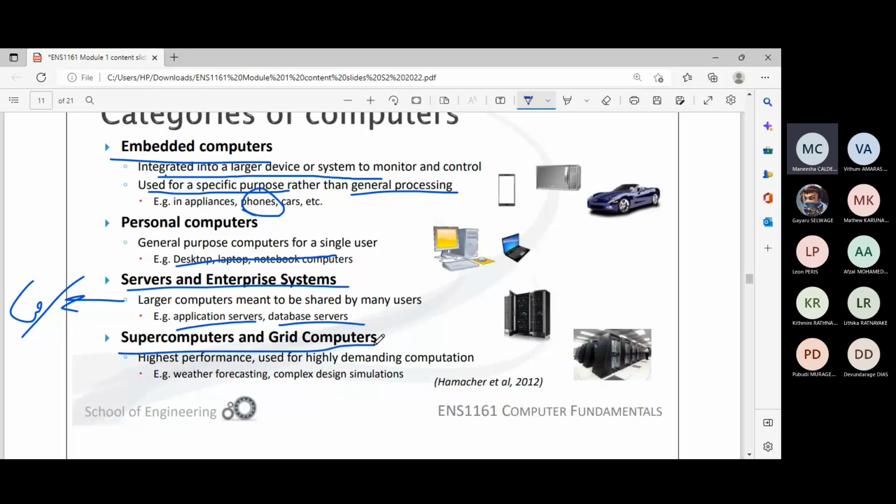Supercomputers and grid computers. What things happen in a supercomputer? It's very powerful. Simply, it's the most powerful, used for highly demanding computing.